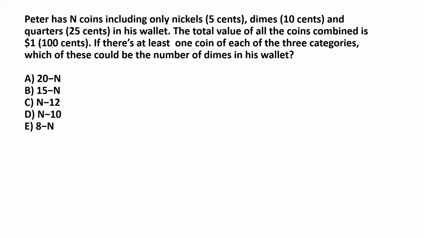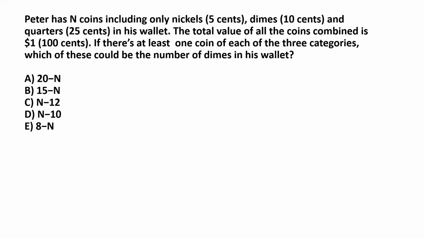Peter has n coins, including only nickels, which are 5 cents, dimes, which are 10-cent coins, and quarters, which are 25 cents, in his wallet. The total value of all the coins combined is $1, which is equal to 100 cents. If there's at least one coin of each of the three categories, which of these could be the number of dimes in his wallet? And then we are given 5 options, and you have to pick the best choice or the correct answer.